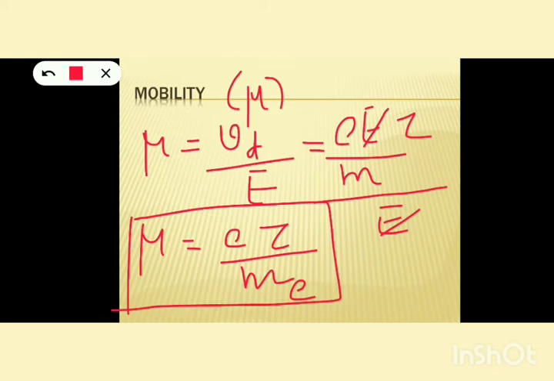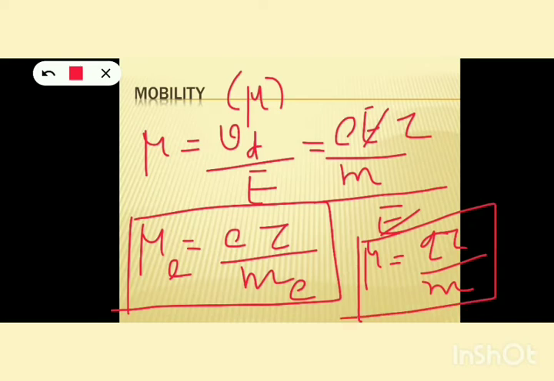This is the mobility of an electron. If it is the mobility of any other charge, not an electron, we can use a general expression like this: mu is equal to Q into tau by M, where Q is the charge of that respective particle, tau is the relaxation time, and M is the mass of that particle.